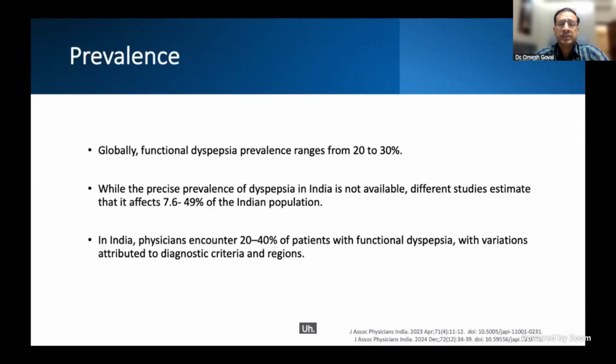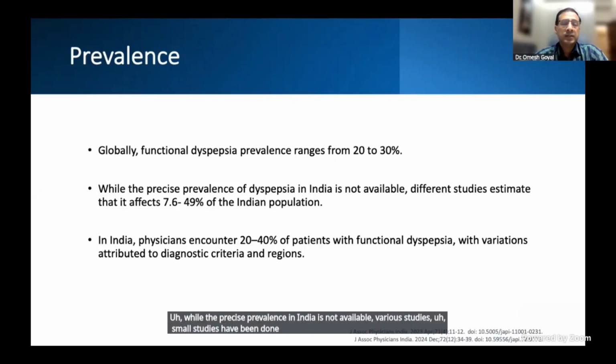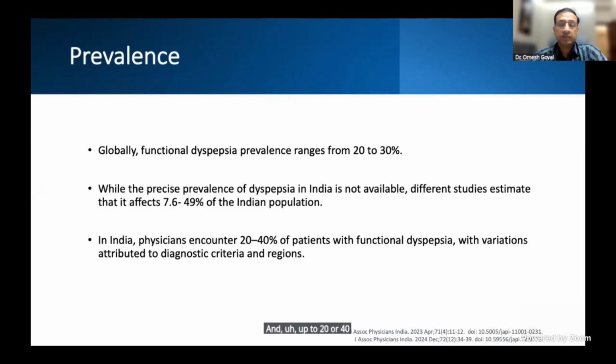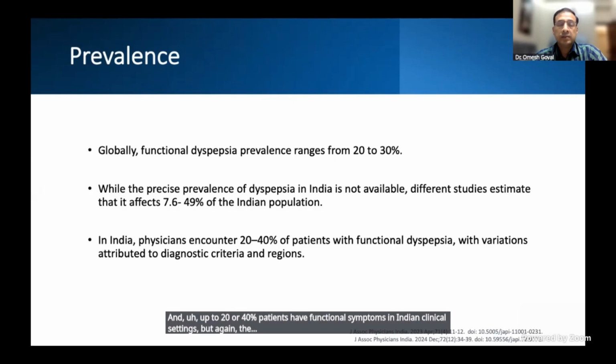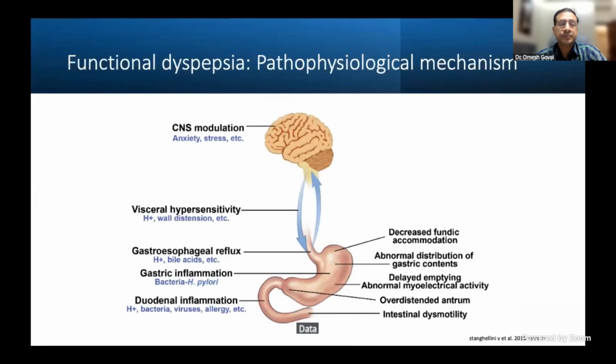Globally, the prevalence in the population ranges from 20 to 30%. The precise prevalence in India is not available, but various small studies have been done. Estimates vary from 7 up to 50% in the Indian population, and up to 20 to 40% of patients have functional symptoms in Indian clinical settings. But again, good large data is not available.